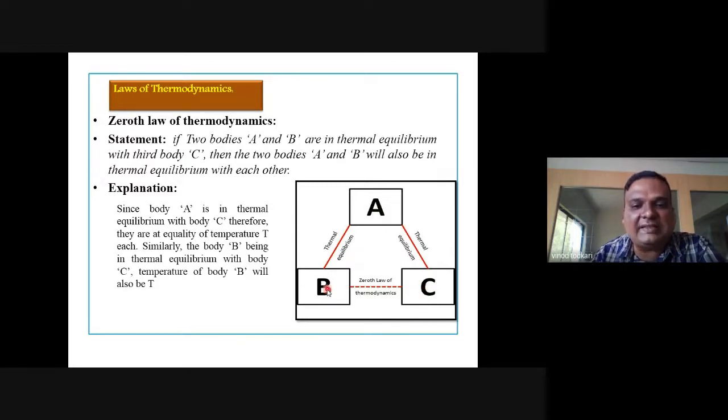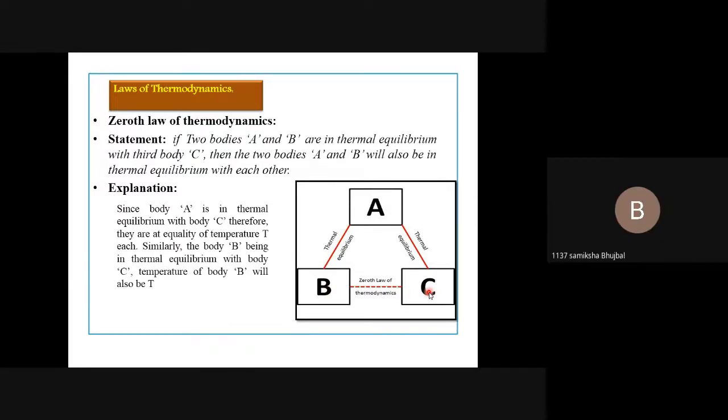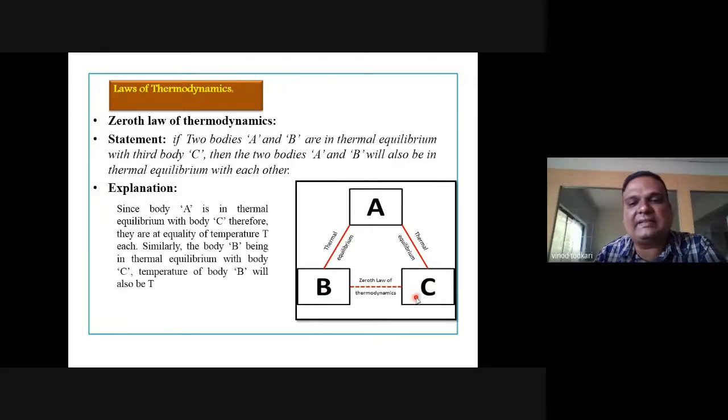Right? And B is in thermal equilibrium with C. What does that mean? The temperature of B and C is the same. Excellent. Tell me, if the temperature of A and C is the same and the temperature of B and C is the same, I can say that TA is equal to TB. If TA is equal to TC and TB is also equal to TC, even if A and B are not in contact with each other, simply I can say that TA is equal to TB. It is as easy as that.